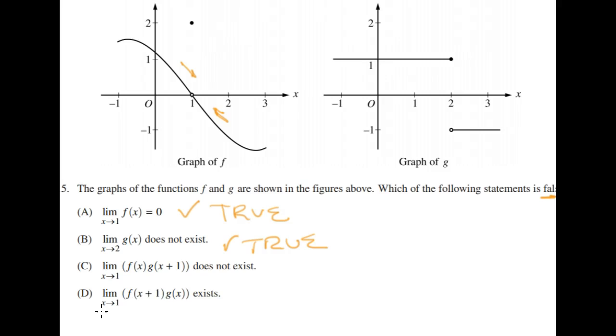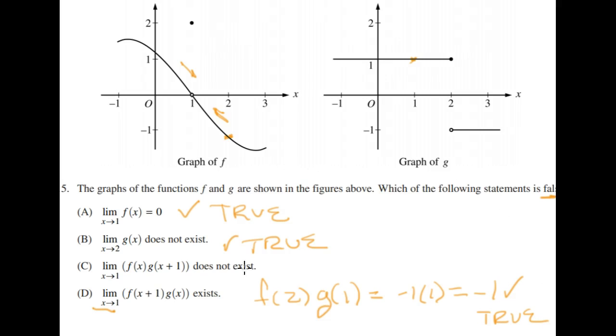So I have the limit as x is approaching 1 of f of x plus 1. As x is approaching 1, x plus 1 is approaching 2, which gives me f of 2, right? And if I have the limit as x is approaching 1 of g, that's right here. So that's going to be g of 1, which is going to give me f of 2 times g of 1, which looks like it's going to be negative 1 times 1, which is negative 1. That limit exists. This one's true.